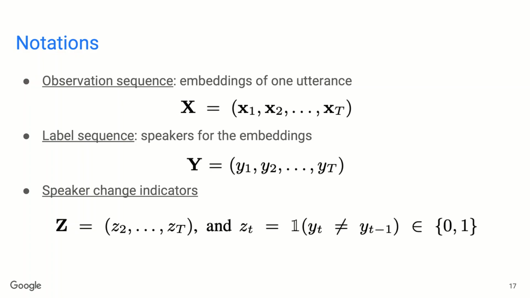First, let's start with the notations. We use X to represent the sequence of observations. Each sequence has all the embeddings for one utterance. We use Y to represent the sequence of labels for this utterance. Each lowercase y is an integer, as the speaker ID. We use Z to represent the binary delta between neighboring labels. If the labels are different, then Z is 1. If they are the same, then Z is 0.